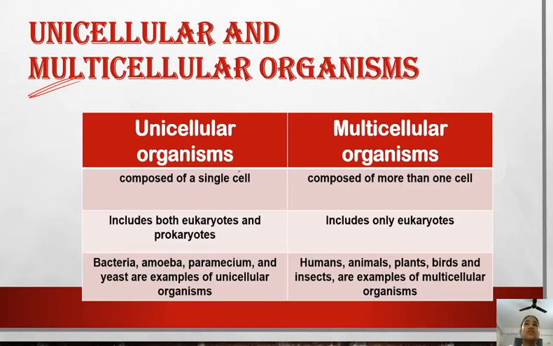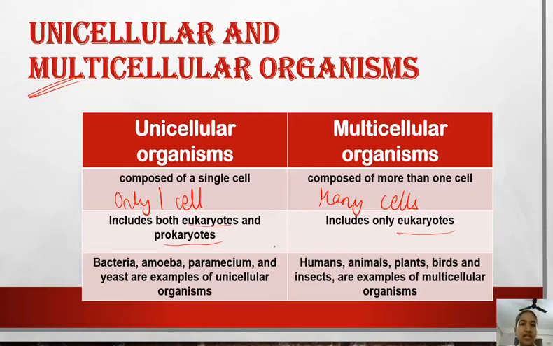So first is unicellular and multicellular organisms. What are they? Unicellular organisms are composed of a single cell. That means they have only one cell. The entire organism is made up of only one cell. Let me give an example: a bacteria. Multicellular organisms are composed of more than one cell, so many cells. Example, humans. Unicellular includes both prokaryotes and eukaryotes, while multicellular includes only eukaryotes. Now, what are prokaryotes and eukaryotes? We'll be learning.